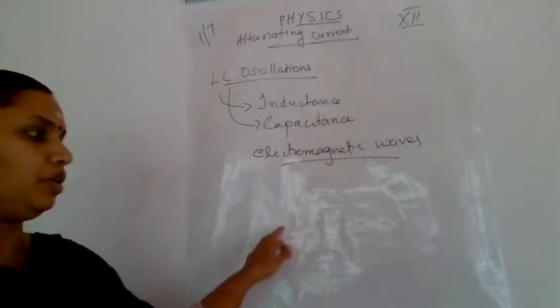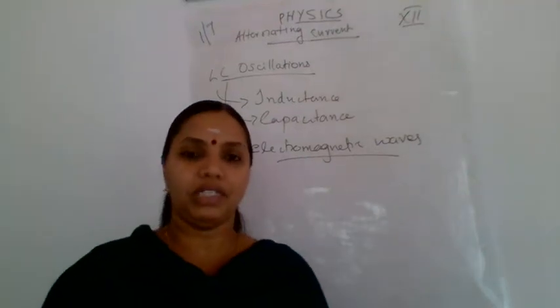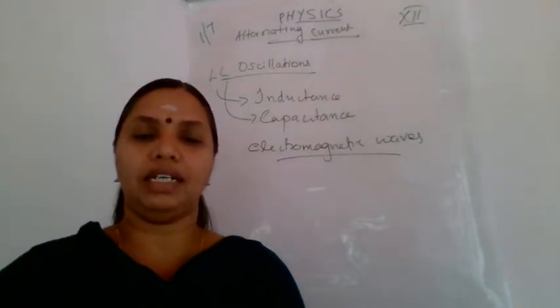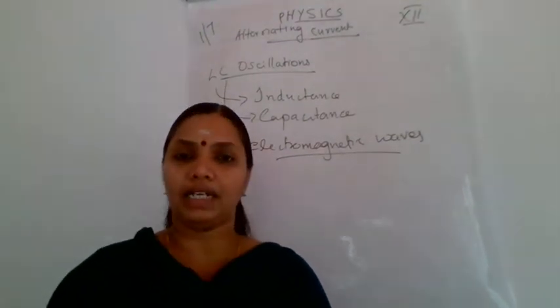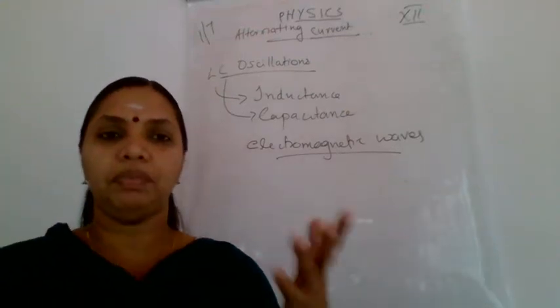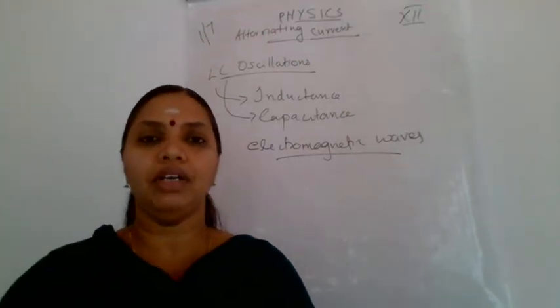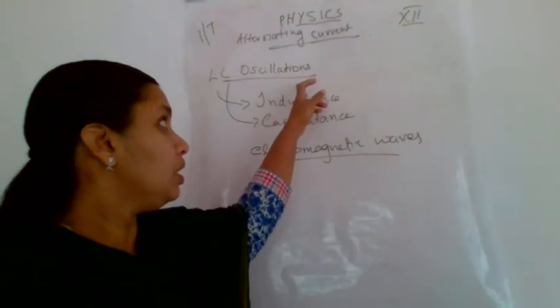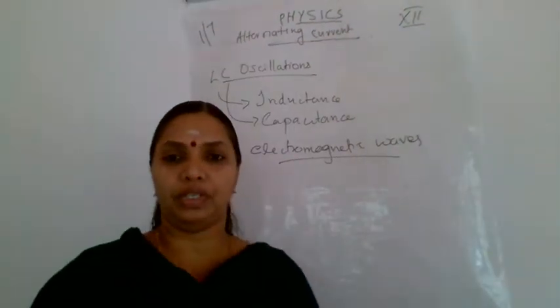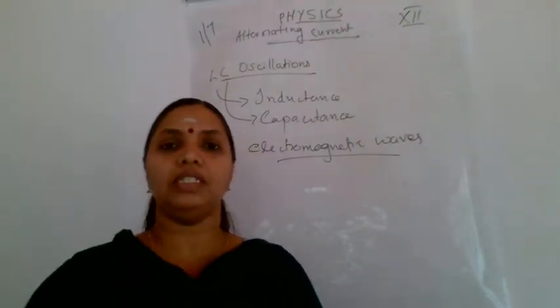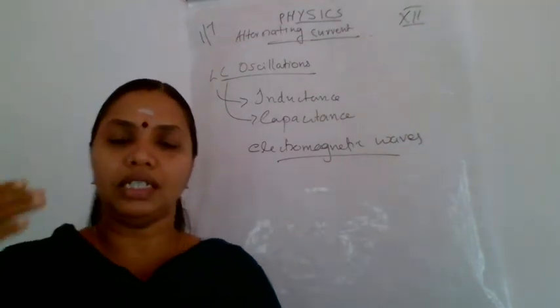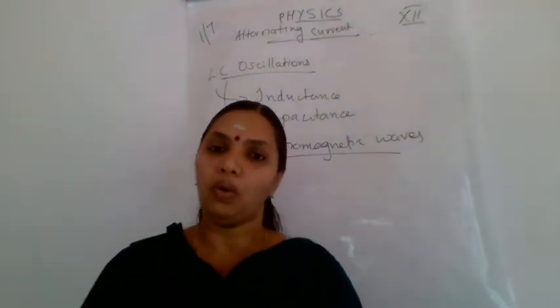We heard about these electromagnetic waves, isn't it? We studied that visible light is a part of the electromagnetic spectrum. So how can we produce this electromagnetic wave? We are producing it by using this LC circuit. So let us see how this combination, this connection, is producing the oscillation.